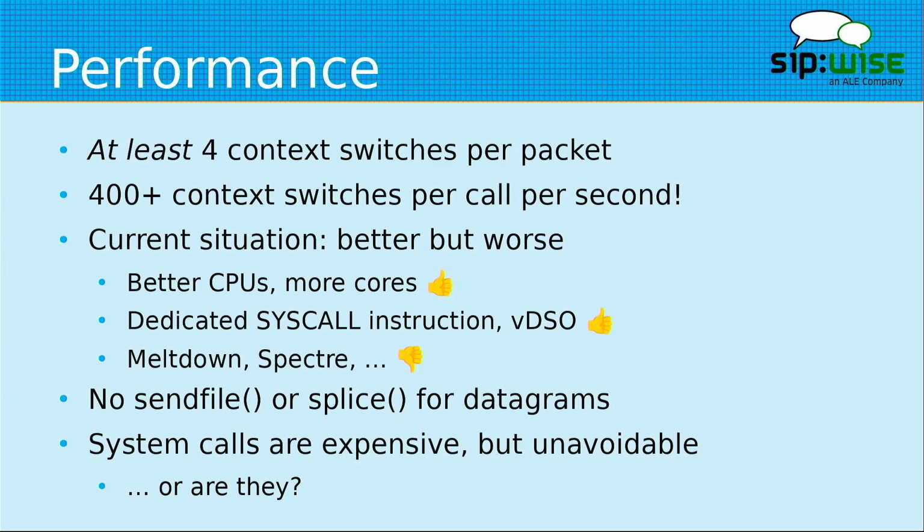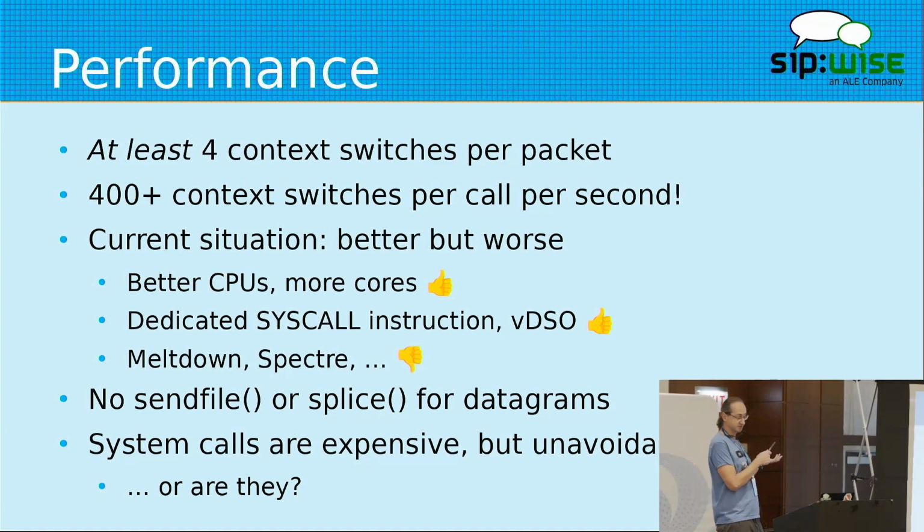The current situation, now I mentioned we started doing this over 10 years ago. The current situation is a lot better. Modern CPUs are generally faster. They are much better at doing these context switches. You also have a lot more cores to work with because this helps. This is purely CPU load.